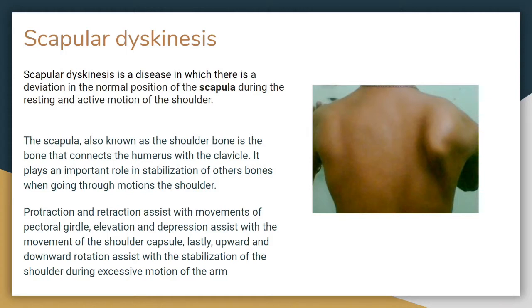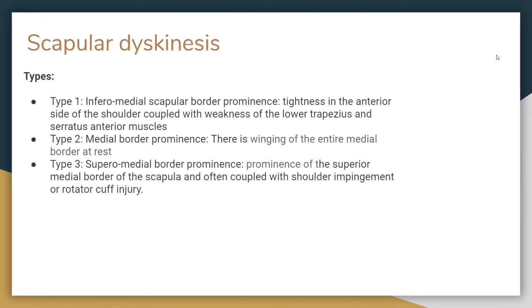Protraction and retraction assist with movement of the pectoral girdle. Elevation and depression assist with the movement of the shoulder capsule. And lastly, upward and downward rotation assists with the stabilization of the shoulder during excessive motion of the arm.